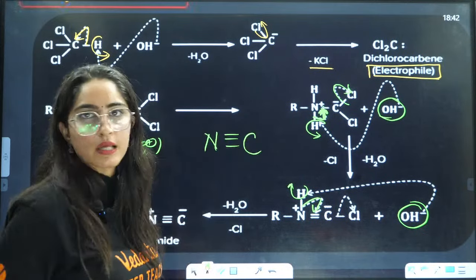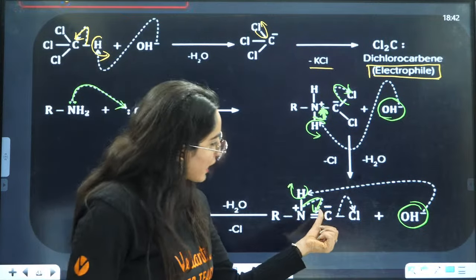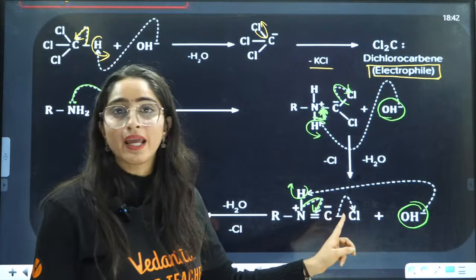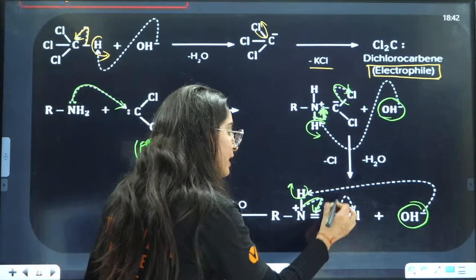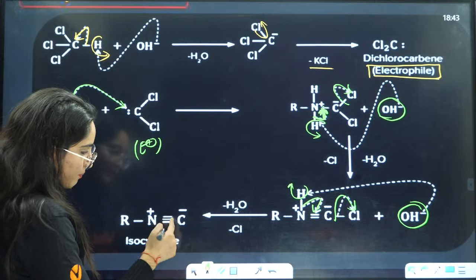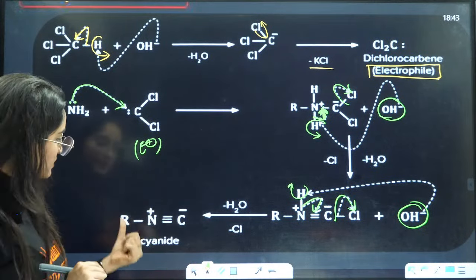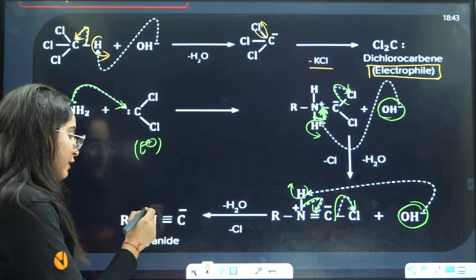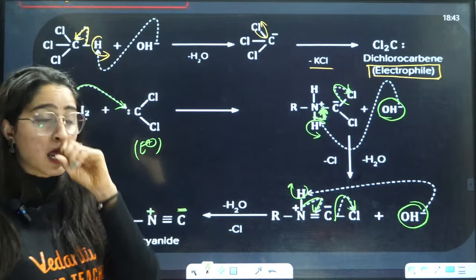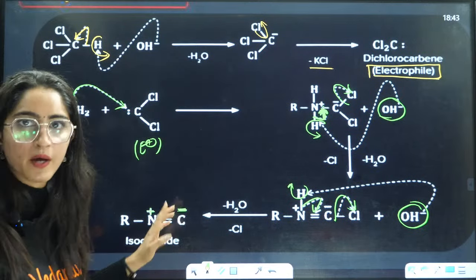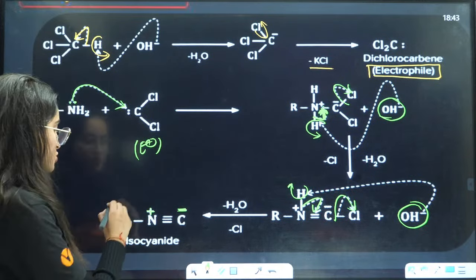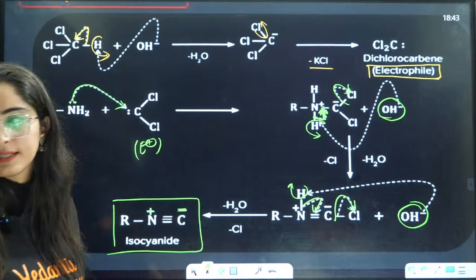Now you have this thing, right? Again, because this carbon cannot handle 4 bonds and 1 negative charge, 1 sigma bond will be eliminated as Cl negative. Then what will you have? R-N triple bond C. Nitrogen has a positive charge and carbon has a negative charge, because carbon is forming only 3 bonds here, that is why 1 negative charge. Nitrogen has 4 bonds, that is why 1 positive charge. This is called isocyanide.